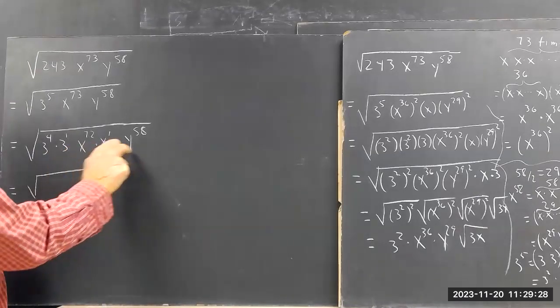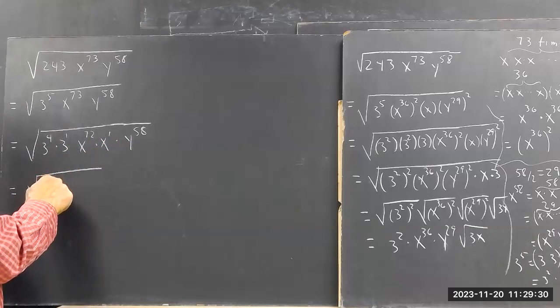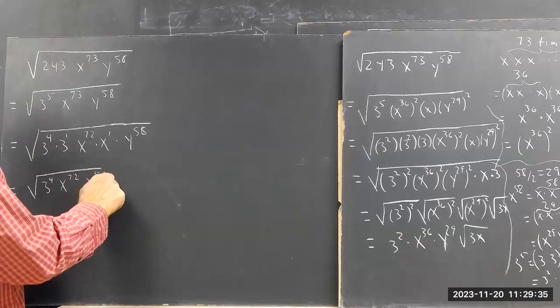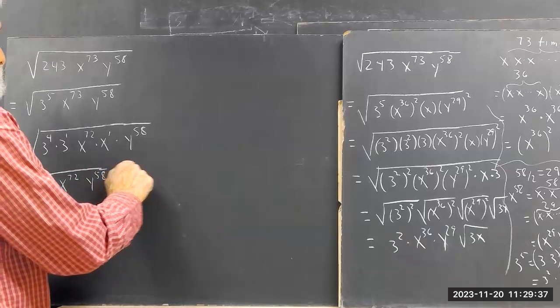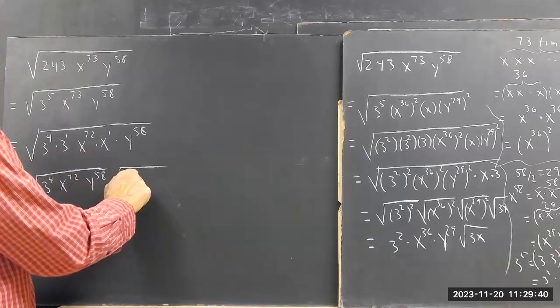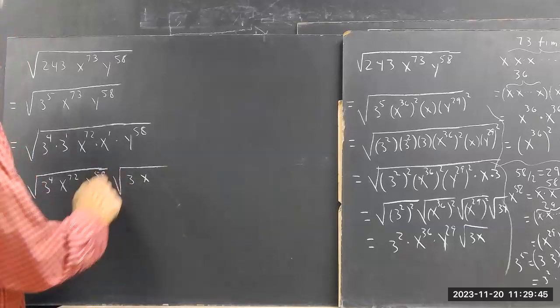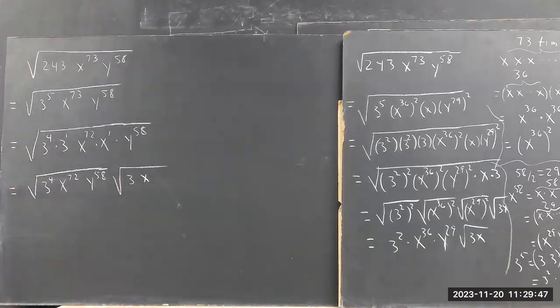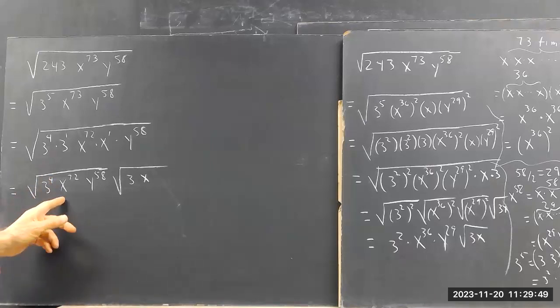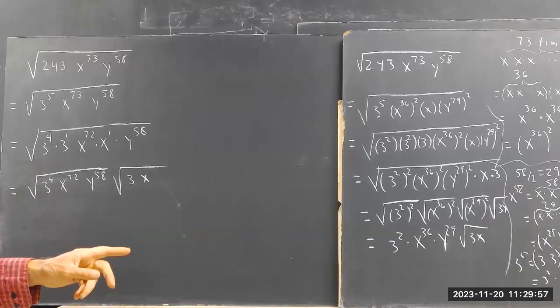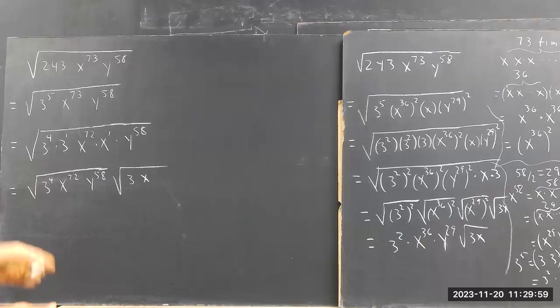Now we can group the even powers: 3 to the 4th, x to the 72nd, y to the 58th, and then the 3 and the x. When we have it in this form, with nothing but even powers, and the biggest even powers we can get, then all we have to do for the square root is divide all those powers by 2.